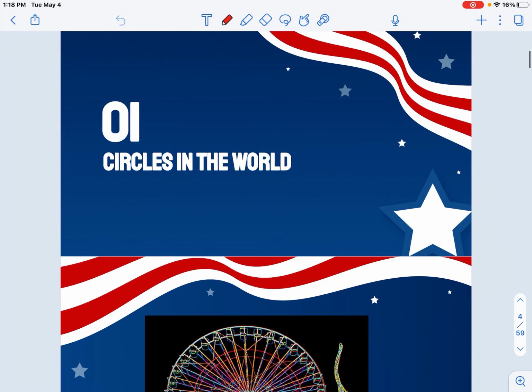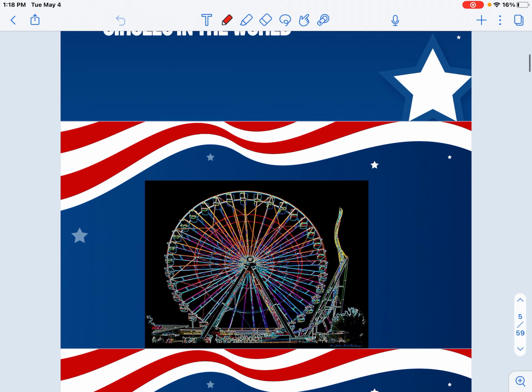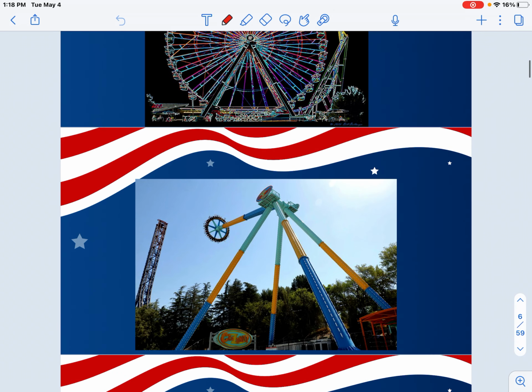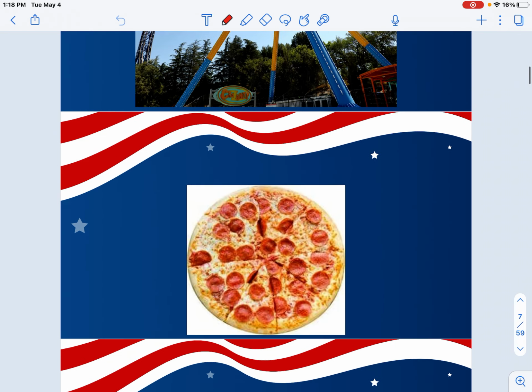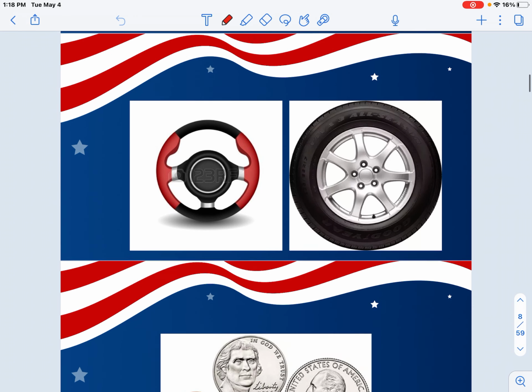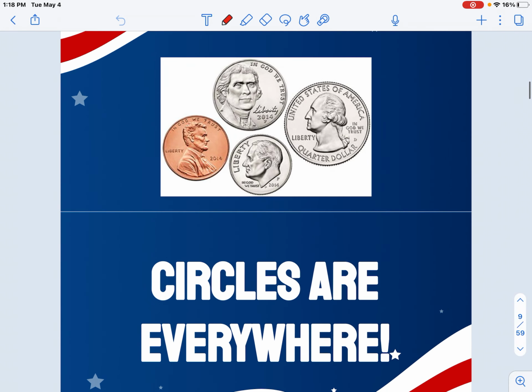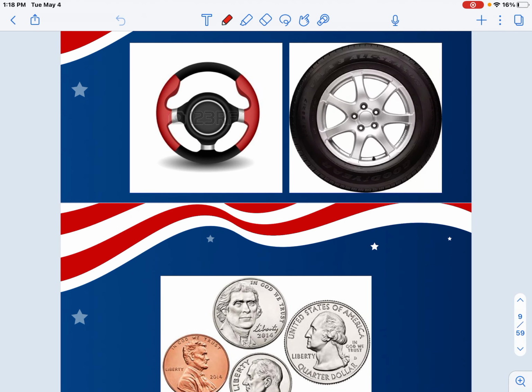Obviously we've seen circles in many places. You've got Ferris wheels. We talked about the triangles with the Ferris wheels. Here's another one, with the triangular supports and the circular ride. That's out in California. And pizza is circular in shape. Tires, money. You can think of anything. A circle is just another shape, and we use different shapes to create different things.